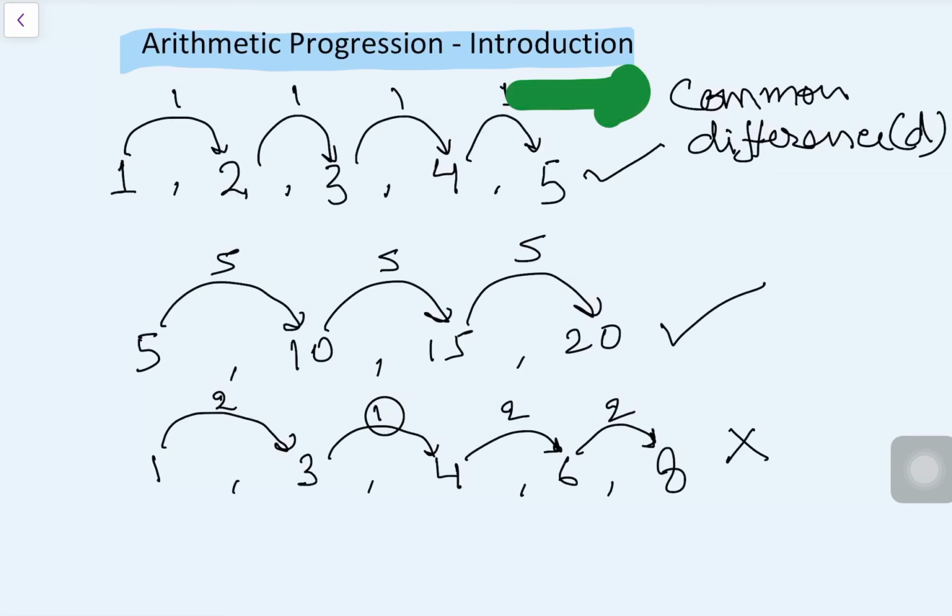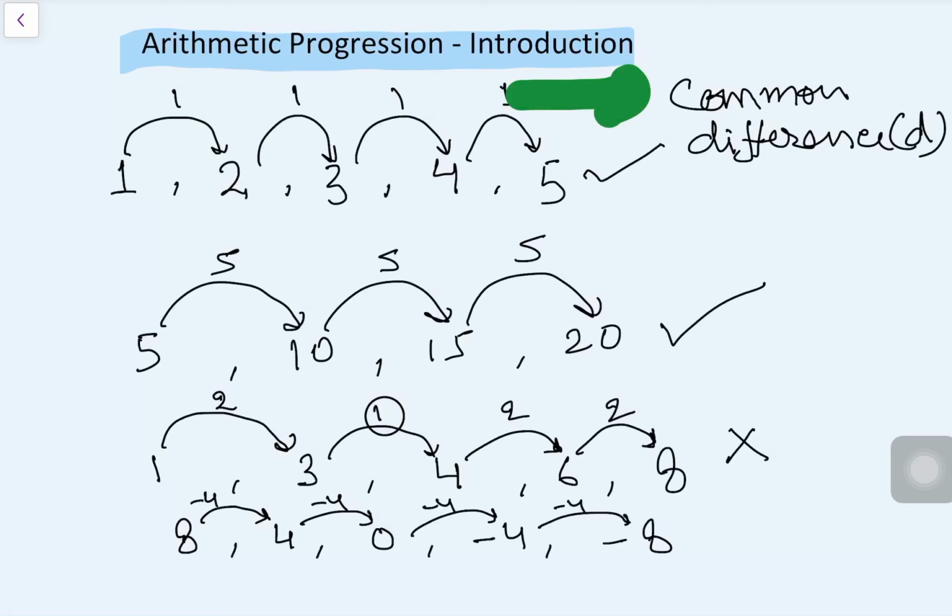Let's consider another series. This will be a descending series. Say 8, 4, 0, -4, -8. In this you can see the common difference between each number is -4. So this is also an arithmetic progression.